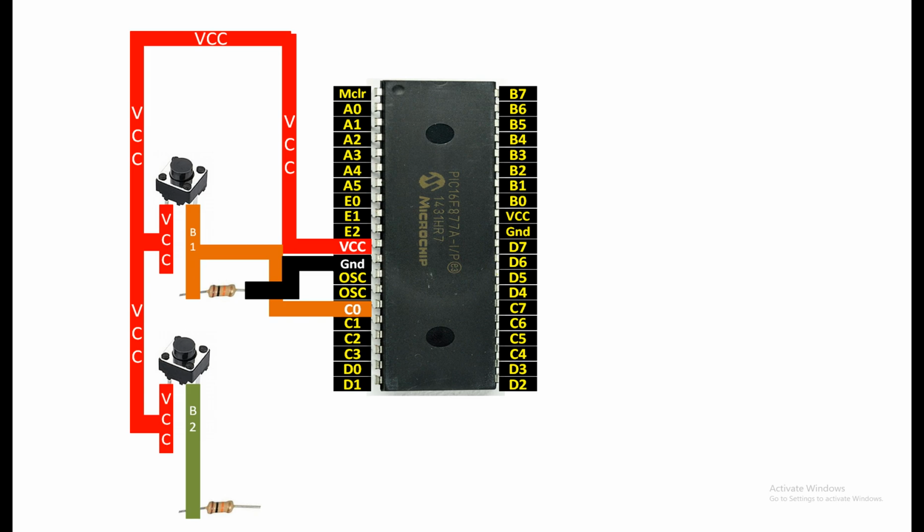Now from the same pin, you will take out your output. For the output, you can use any available digital input output pin of the PIC. I'm going to use pin number C1 like this. Then from the other end of the 10 kilo ohm resistor for the bottom button, you will connect it to the ground like this. In this way, our buttons are connected.